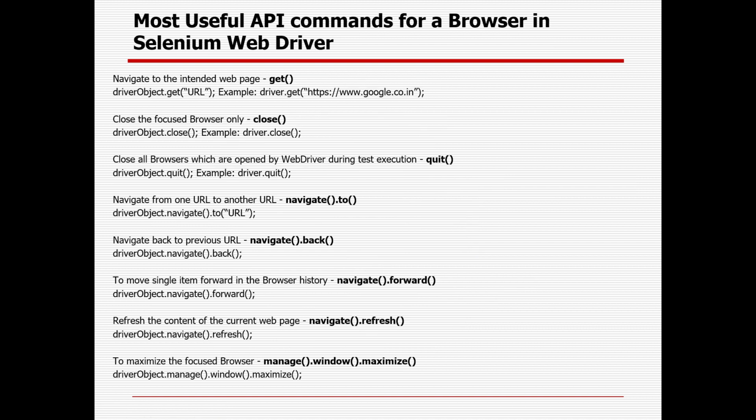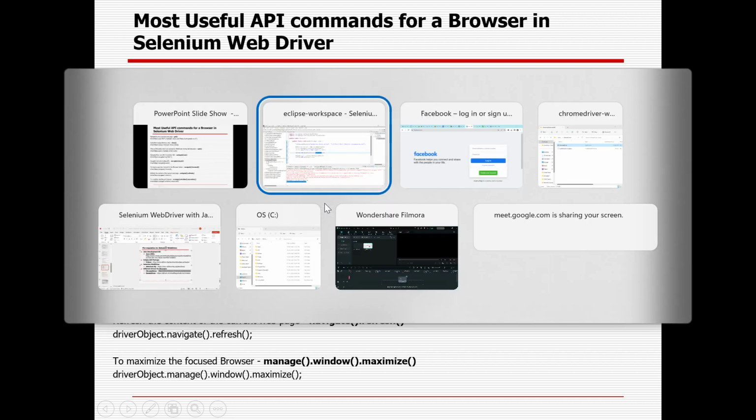Then a few of the important API commands for a browser you can use. So you could see wherever I mentioned get. What is get? It navigates to the intended web page, means you can navigate to a particular web page. And if you want to close the browser, focus browser only, you can use close, driver.close. In case you have multiple browsers, you can use quit, so that all the browsers will be quit. Then if you want to go from one page to another page, you can use navigate to, right?